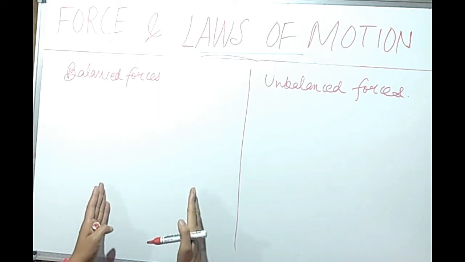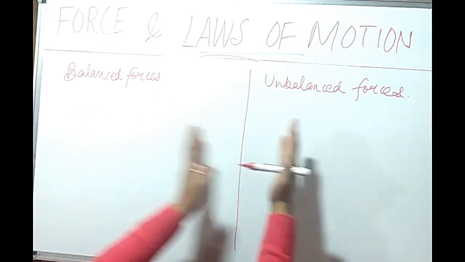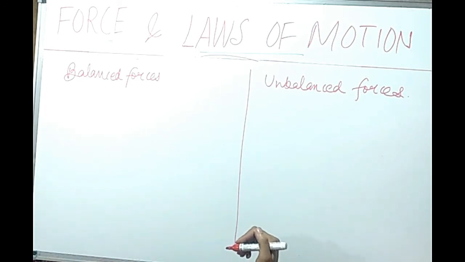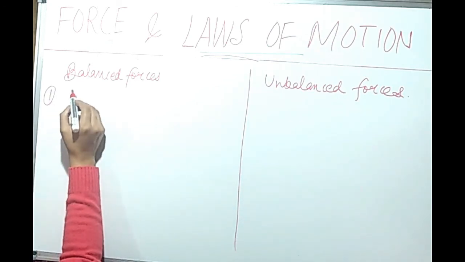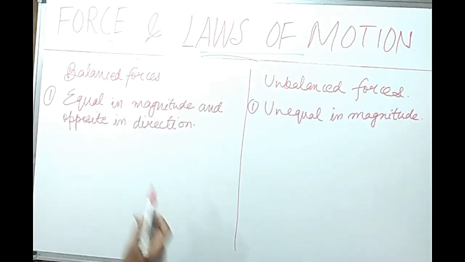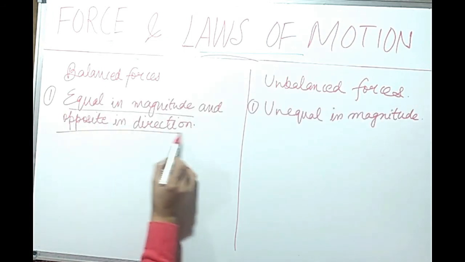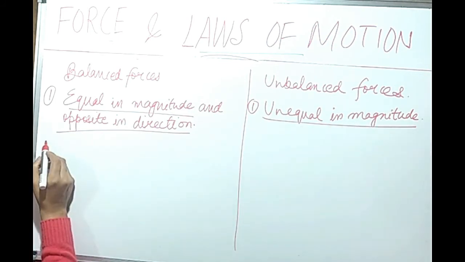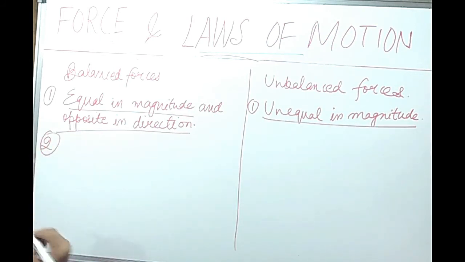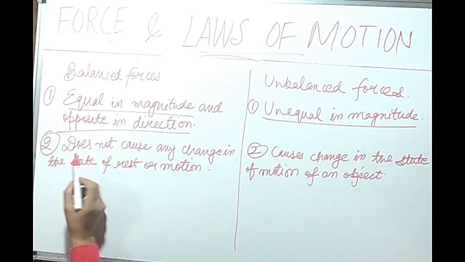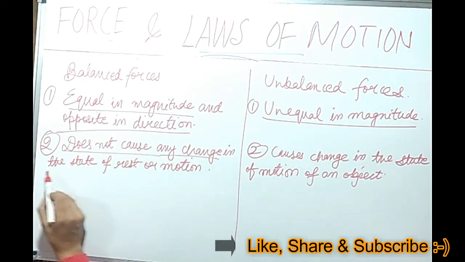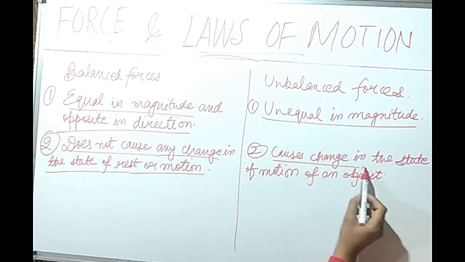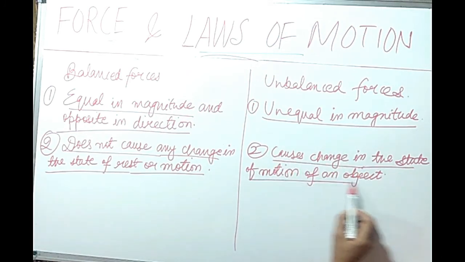Now when you have understood the concept of balanced force and unbalanced force, can you write down some points of differences between these forces? First point is, balanced force: equal in magnitude and opposite in direction. Unbalanced force: unequal in magnitude. Second point is, balanced forces do not cause any change in the state of rest or motion. Unbalanced force causes change in the state of motion of an object.